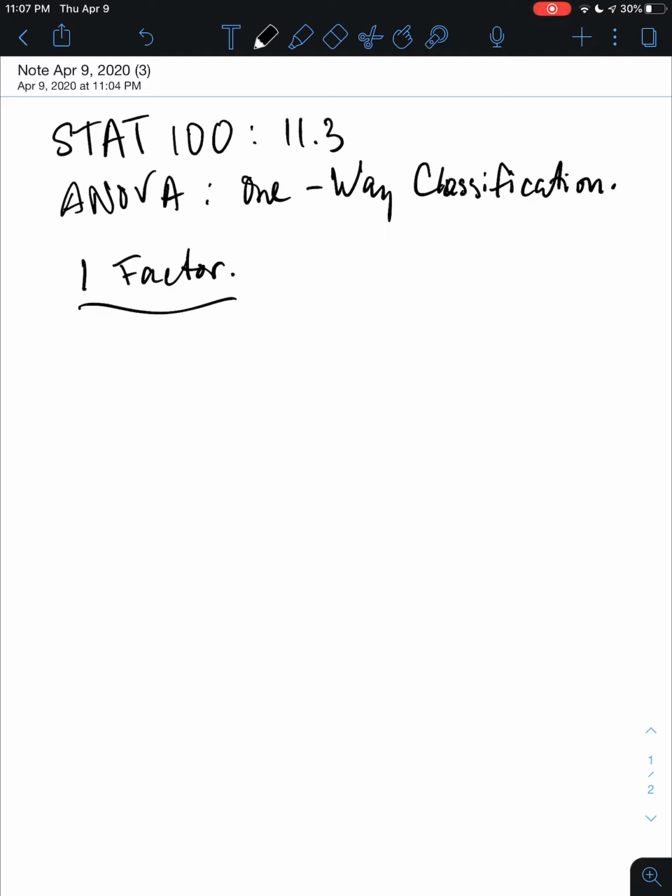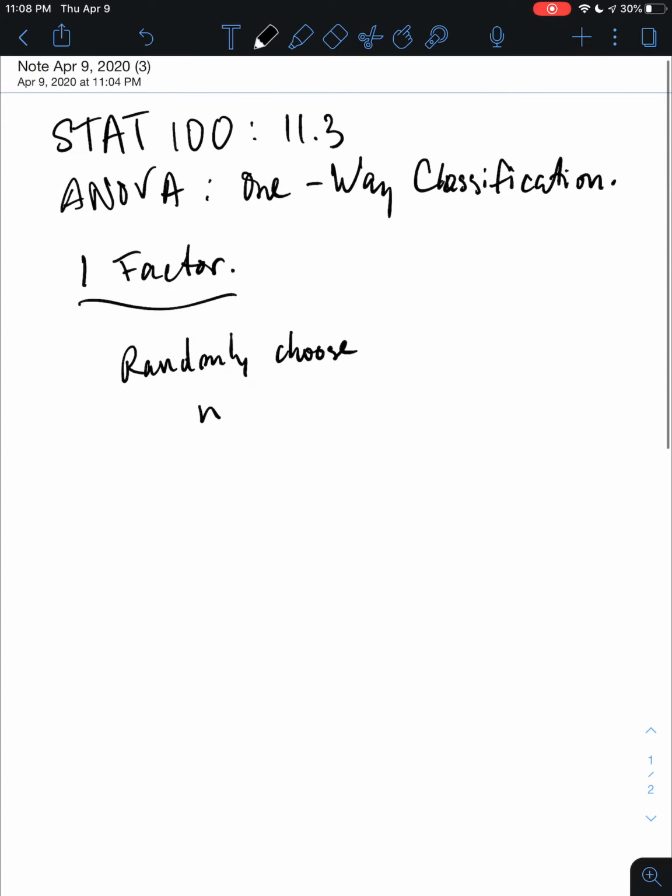We have to either assign or find a sample, a random sample. So if our factor is gender, then we randomly choose n from each. That's for gender or for height or for some other observational characteristic.